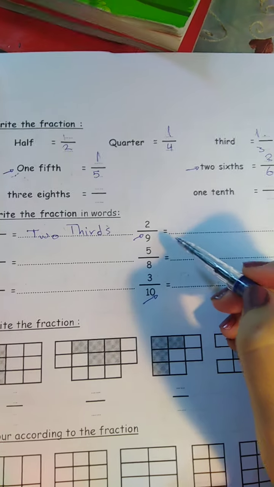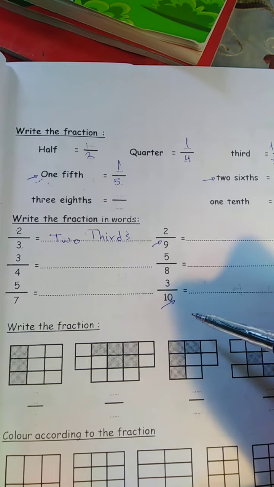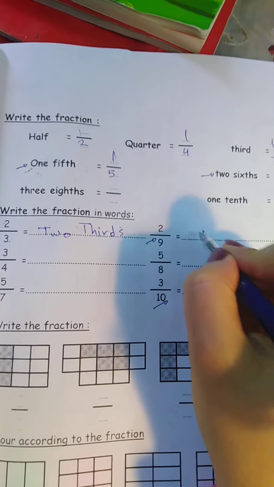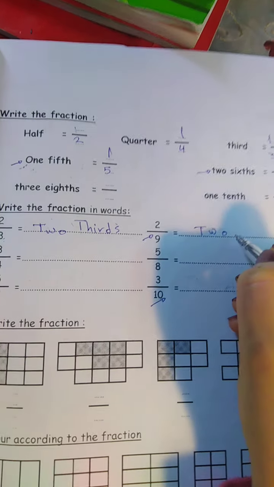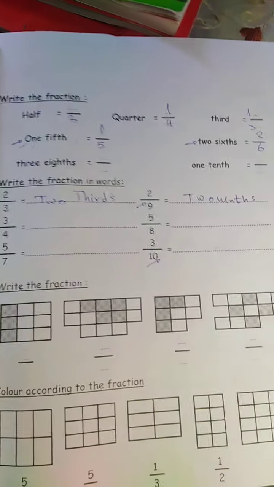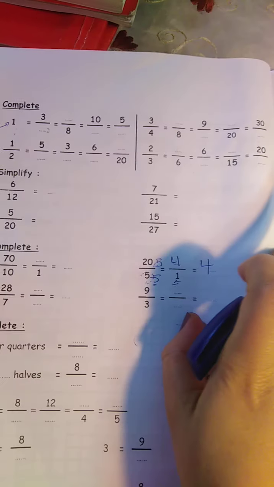Let's take another example. 2 out of 9. Same method. 2 in the numerator place, 9th in the denominator place. Okay, let's take another type of question.